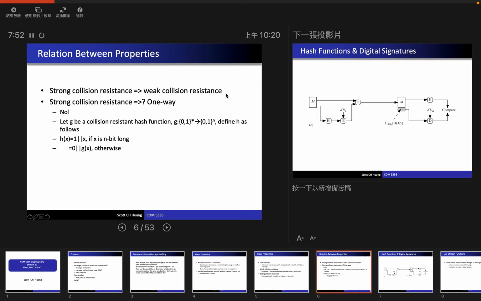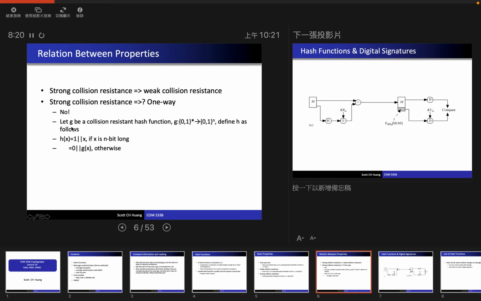The other thing is collision resistance is a different idea from one-wayness. We can take a look at this. Okay. Does strong collision resistance imply one-wayness? The answer is no, because we can make an artificial example that shows that it's not the case. Let's take a look at this.